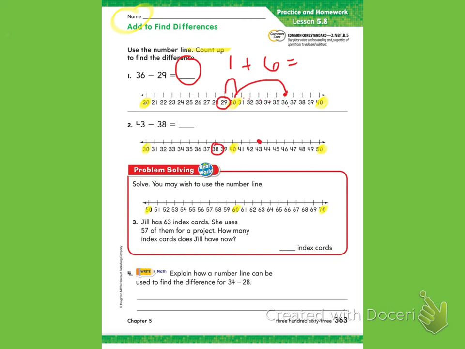The only difference is this time you do have a story problem. It says Jill has 63 index cards. She uses 57 of them for a project. How many index cards does Jill have now? There's "have now." So you're subtracting. So I'm going to help you set up the problem. You are not going to stack and subtract today.